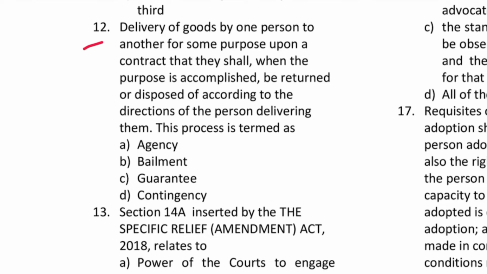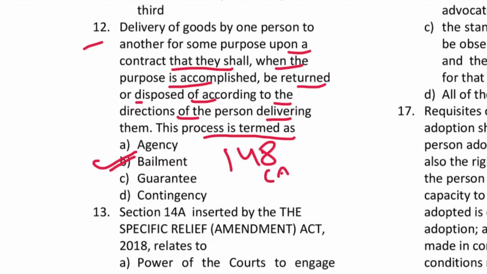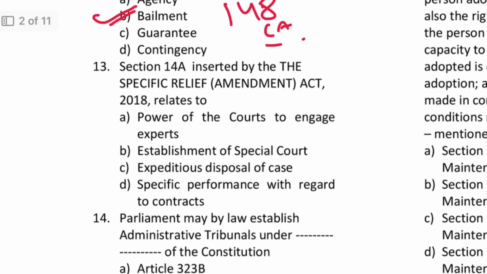Next is 12. Delivery of goods by one person to another for some purpose upon a contract that they shall, when the purpose is accomplished, be returned or disposed of according to the direction of the person delivering them. This process is termed as bailment. B is the answer. कहाँ प्रोवाइड किया गया है ये? Section 148 Contract Act में.